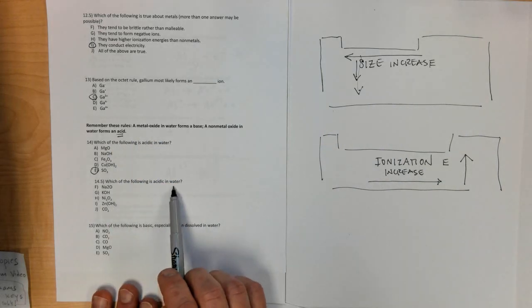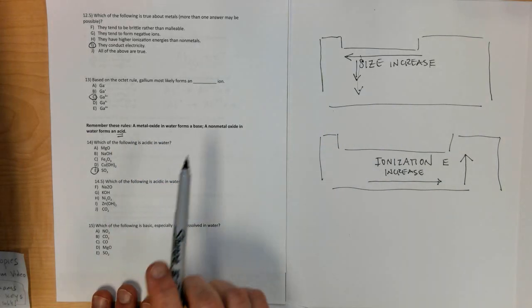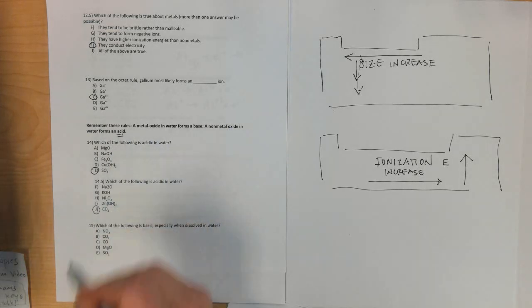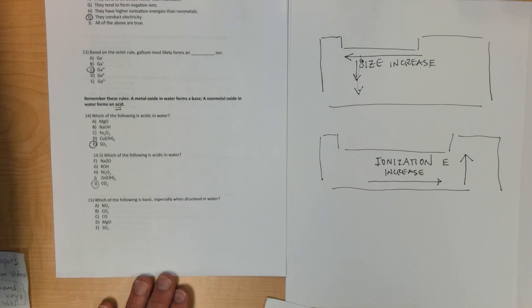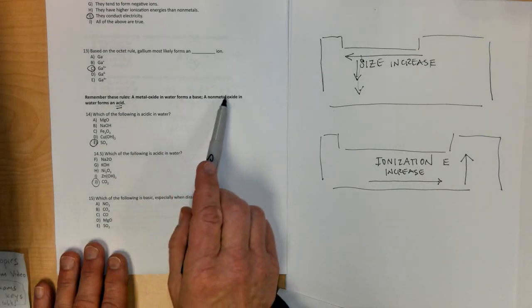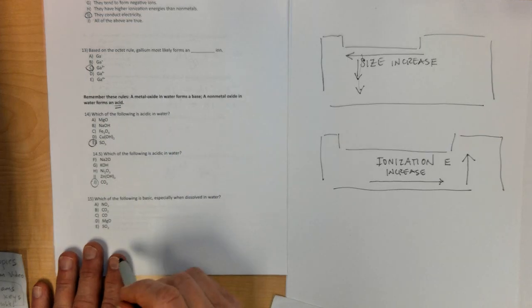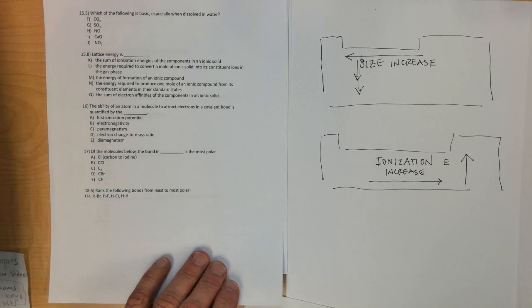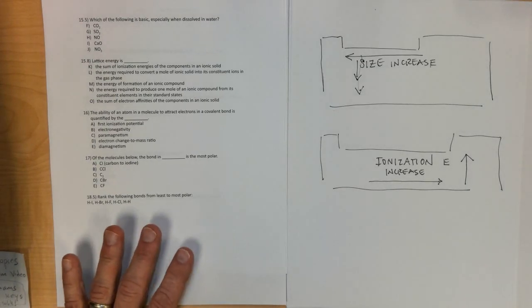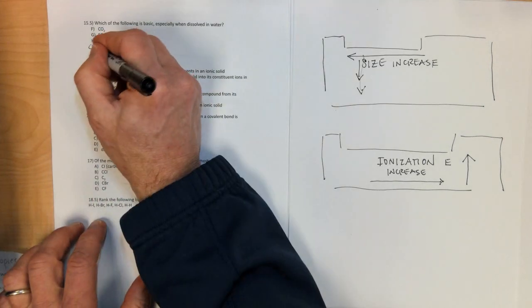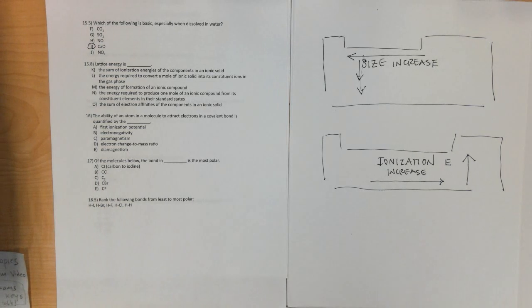Which of the following is acidic in water? So if you want something to be acidic, once again, it would be a non-metal oxide, which letter J is. Which is basic, especially when dissolved in water, so now you'd want to have a metal oxide. The metal oxide here is MgO, number 15, letter D. 15.5, which is basic when dissolved in water? So remember, you want a metal oxide. That would be calcium oxide, letter I.